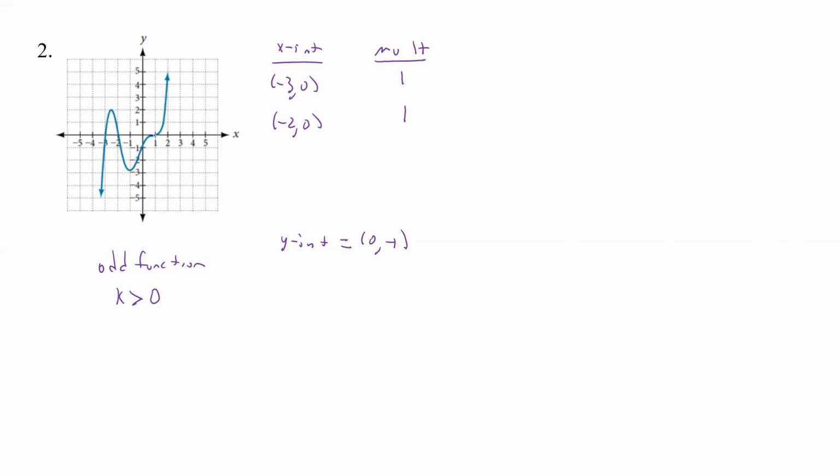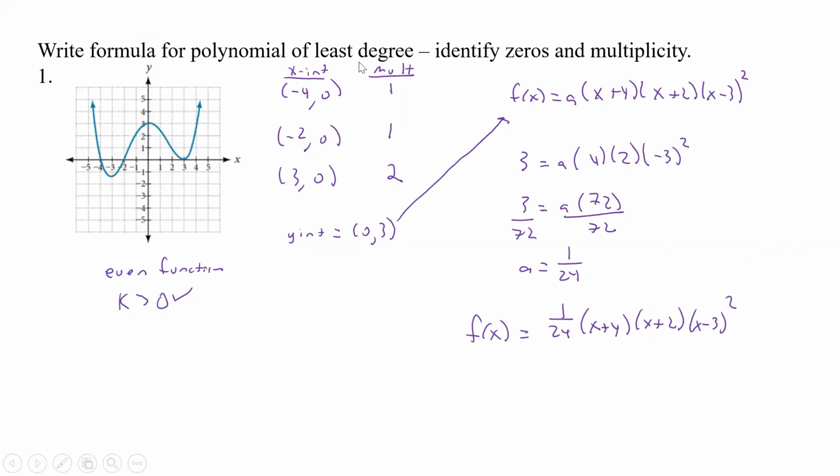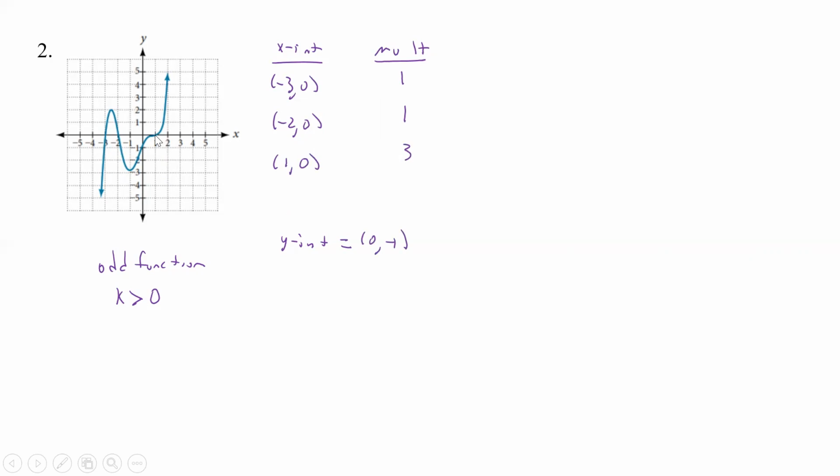And then I've got one here at 1, 0. And because it doesn't go straight through and it doesn't bounce, that means it's going to be odd. And it's going to be the least odd multiplicity, which is 3. Okay, so that's going to be the key here because it says of least degree. I could say that was a 5 or a 7, but we want the one that's the least degree. All right, now do I have everything I need?